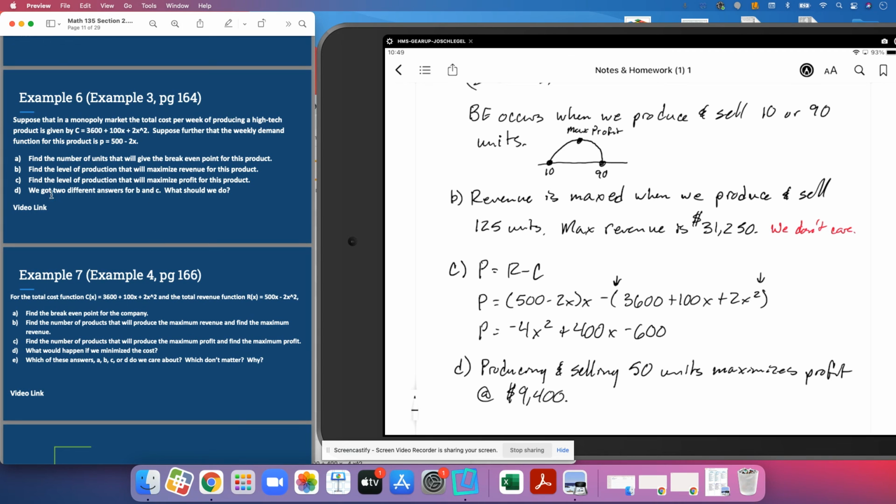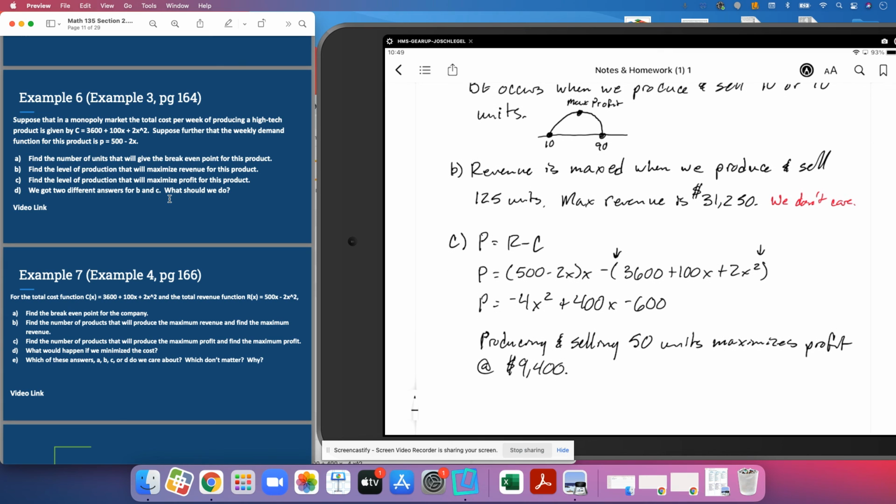Next, part D. Oh, I was still answering C there, so I need to take this off of here. There we go. Crazy morning, everyone. So let's take a look at part D. We got two different answers for B and C.